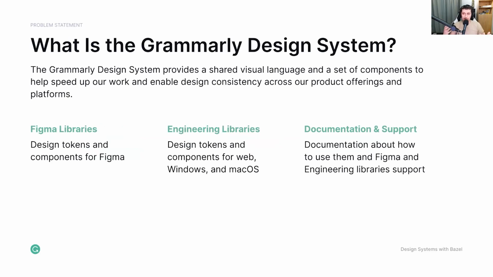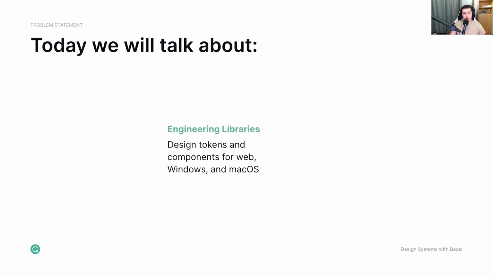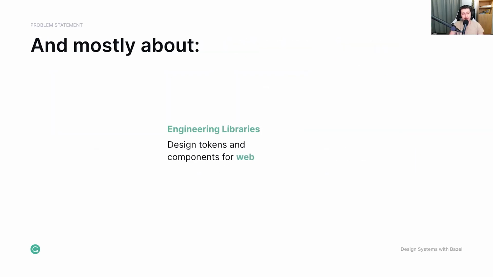But how does it look technically? First piece is the Figma libraries, a designer's world where they store design tokens and components for Figma. Then there are engineering libraries, like design tokens translated to actual code for web, Windows, and Mac. And of course, the documentation and support where you can find how to install those and so on. And today we will talk about engineering libraries, and mostly about the web.